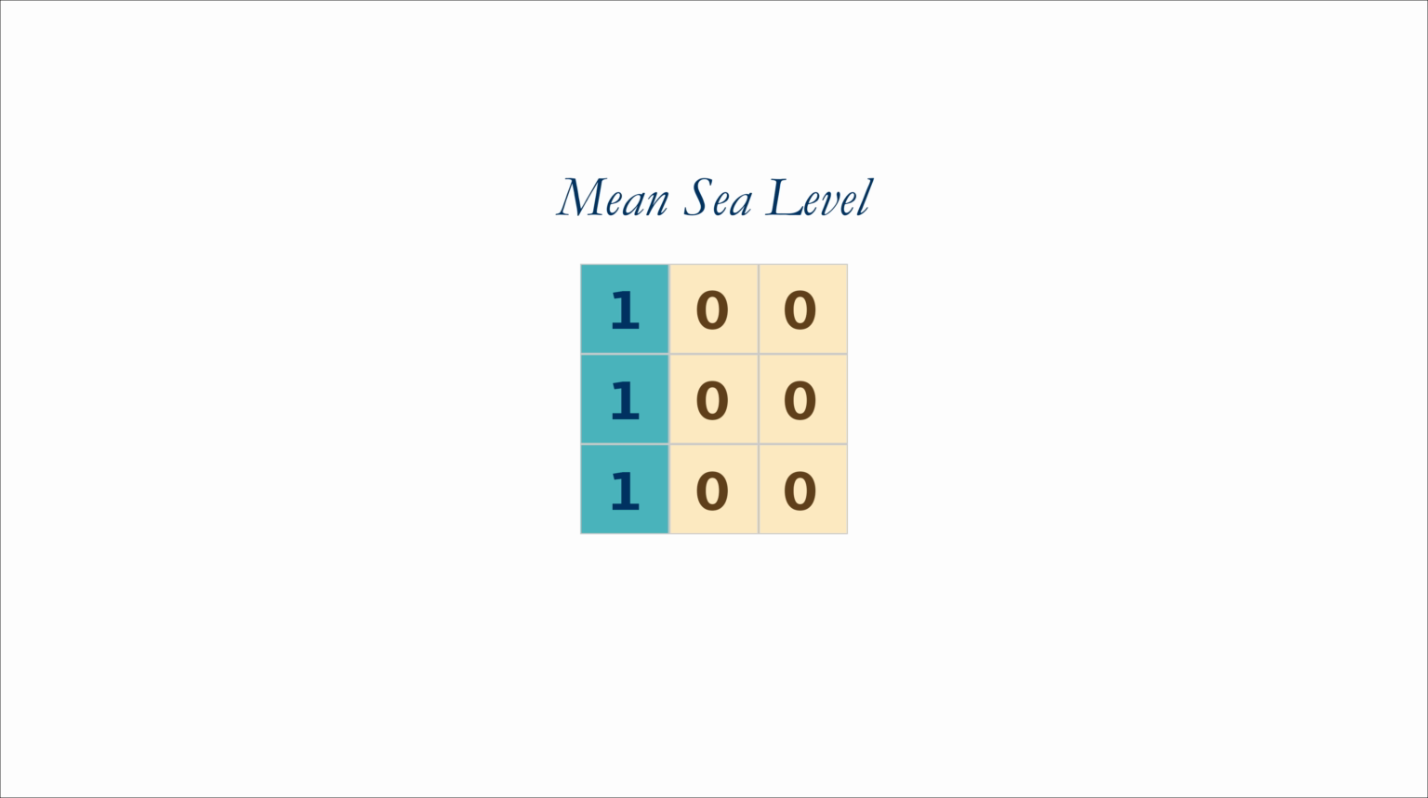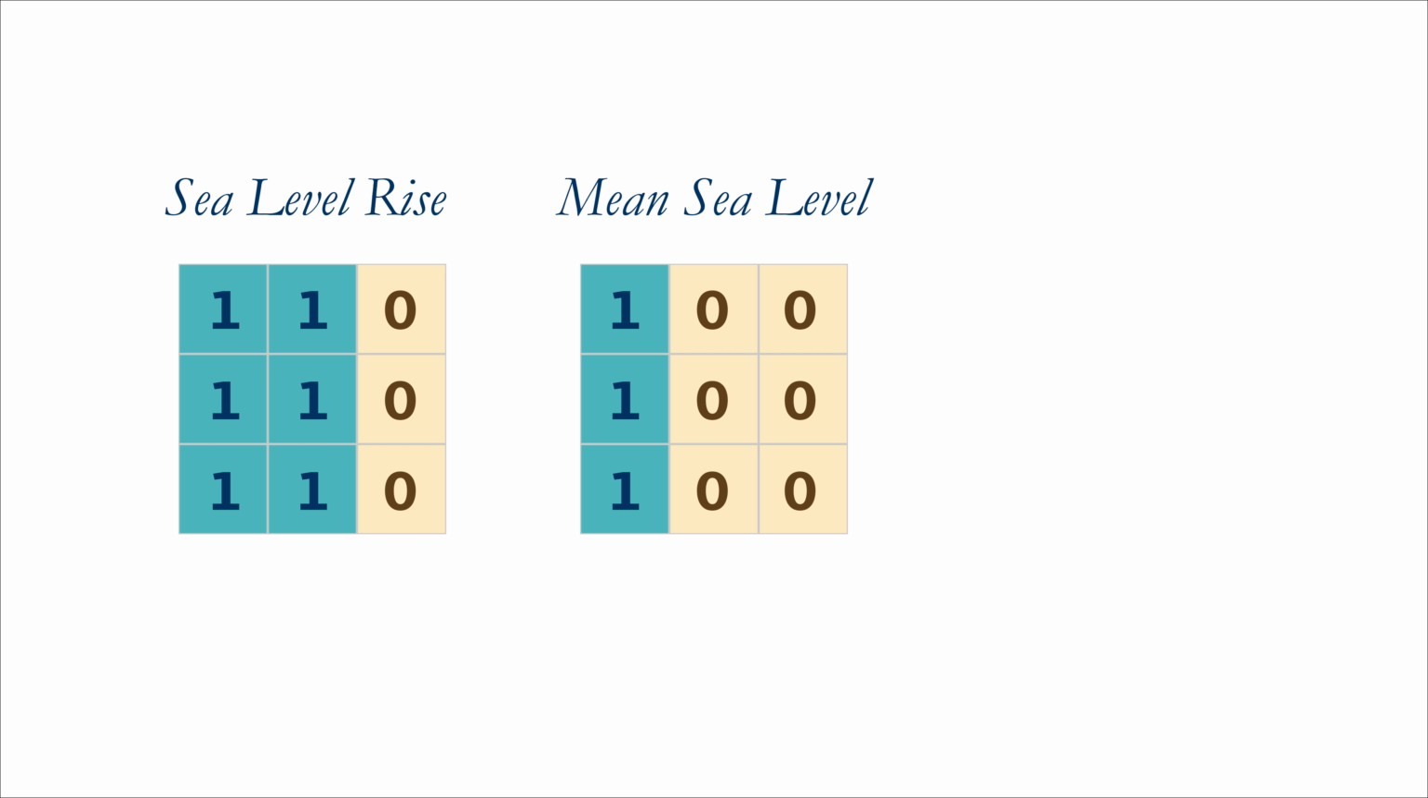When you created the model of mean sea level using the Raster Calculator, the result was a raster dataset made up of ones and zeros. The ones represented the water at mean sea level, and the zeros represented all of the land above sea level. In the next few steps, you will create models of sea level rise at different heights, the same way you created the model of mean sea level.